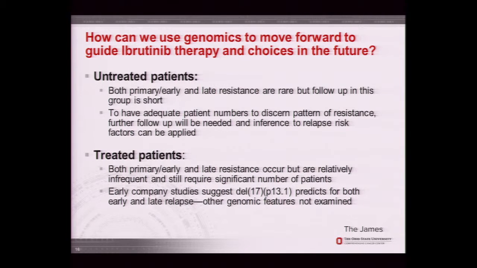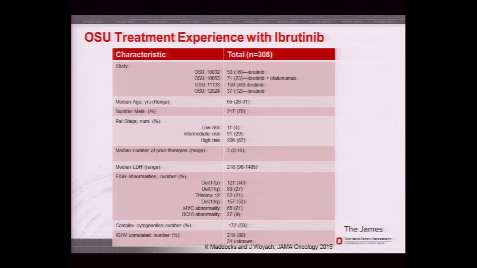But in the 17p group, which the company showed, we saw more relapses, and so being here and having treated over 300 plus patients with this on trials, we looked at our experience to try to identify. I say we, Jennifer Woyak did this, looked at our experience and tried to identify features that predict for who's not going to do well. And again, this sort of shows the summary of the patients that have been treated here.